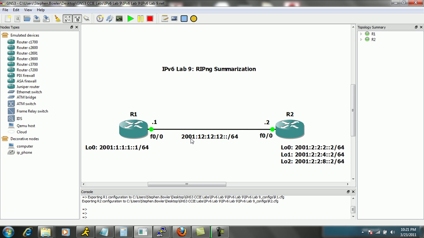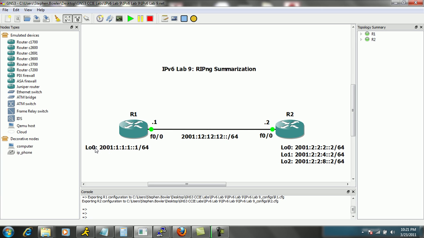So the common subnet between R1 and R2 is going to be 2001:12:12:12::/64. Again, router 1 is going to be the ::1 IP, and then router 2 is going to be the ::2 IP address.